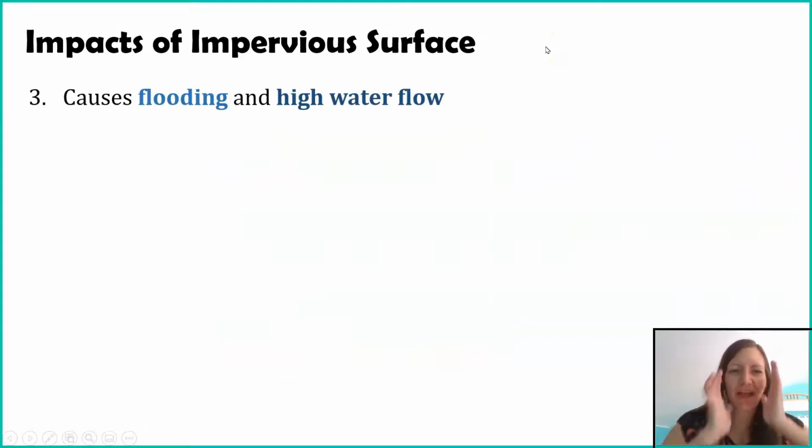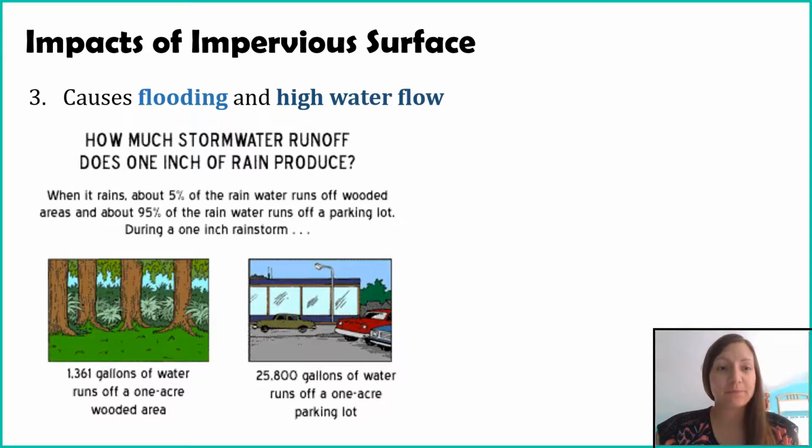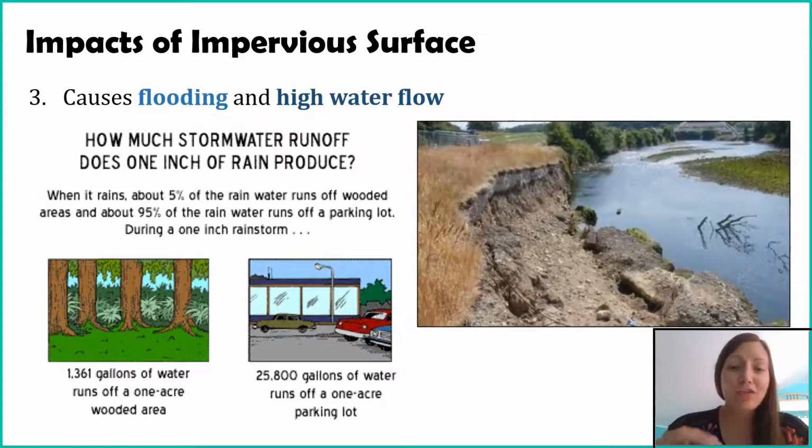Let's talk about those higher discharges because that can be problematic in and of itself. All that water going through the environment can cause things like flooding and high water flow. It can also cause things like you see in the picture on the right-hand side, like erosion. If water is rising up and it's moving really, really fast, it's going to take soil with it. It's going to erode or tear away at the banks of this ecosystem.